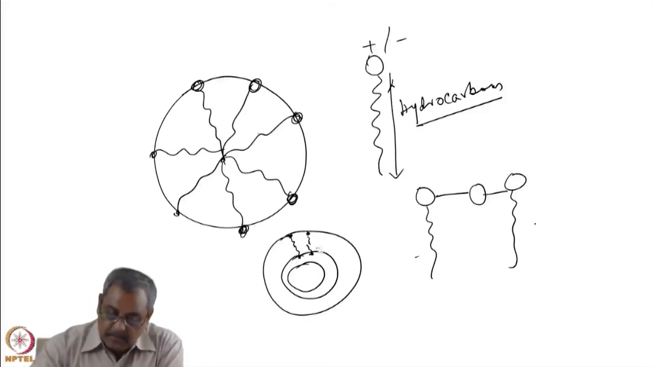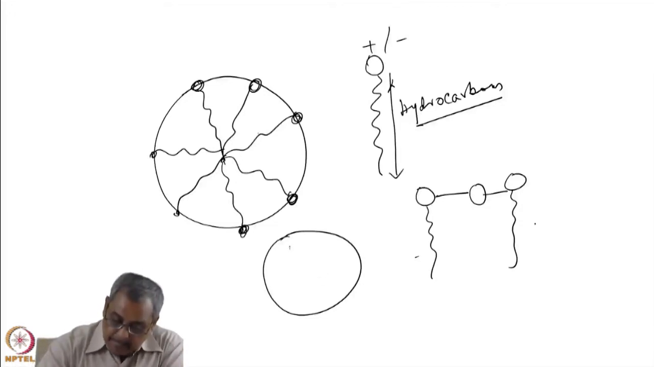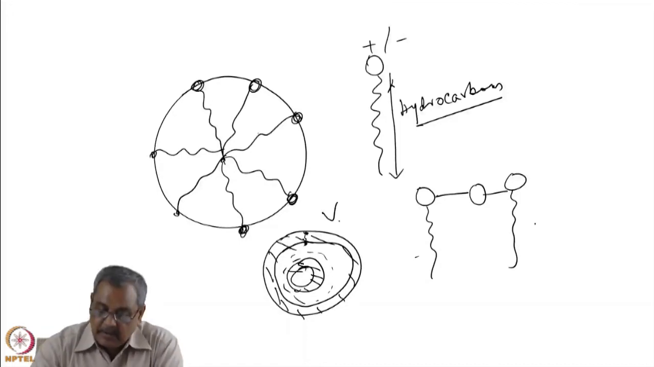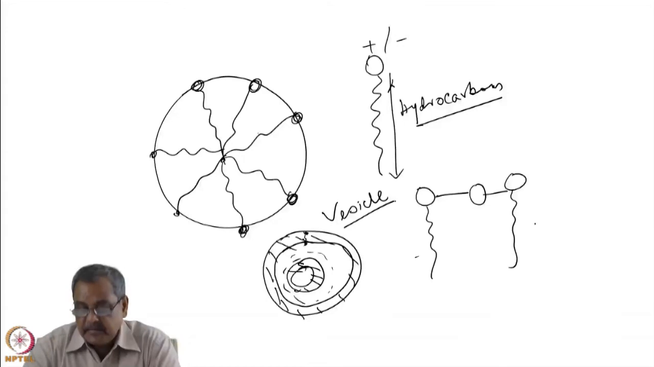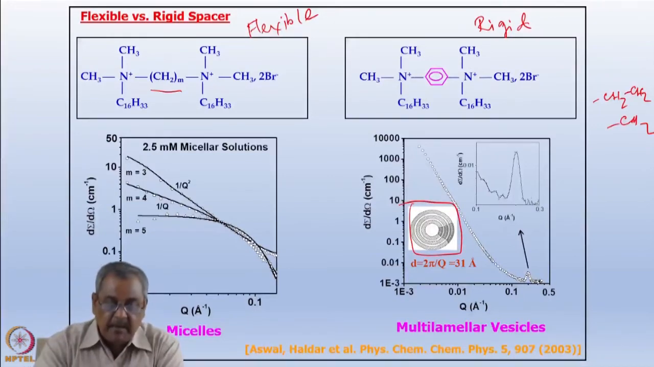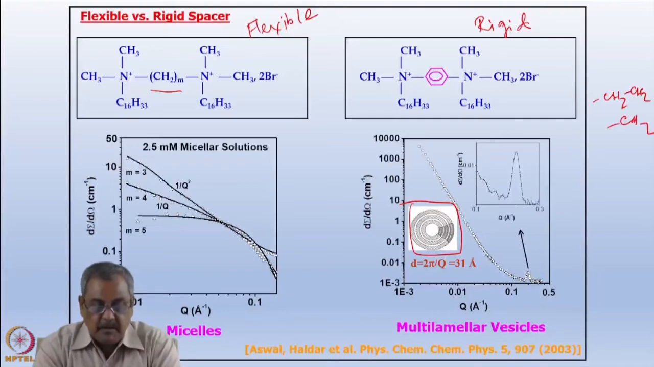Let me just be a little more clear about it. So you have a bilayer, which means this is one layer, this is the inner layer. These will have the micelles stacked up, and this is called a vesicle. Here in this vesicle you have two head groups coming, here also you have two head groups coming, and in between you have got a gap where the solvent goes in. This is called a vesicle. In case of a rigid spacer layer, we find that it is a vesicular structure. This is the structure which is preferred, unlike a flexible chain connecting the two.